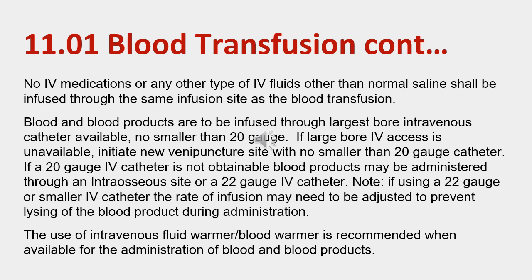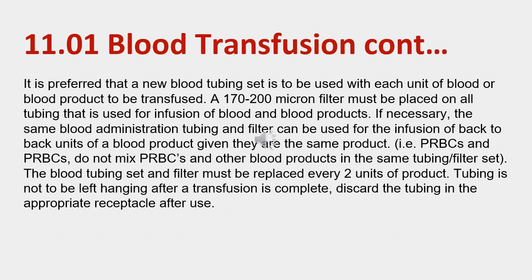The use of an IV fluid warmer or a blood warmer is recommended when available for the administration of blood and blood products. It is preferred that a new blood tubing set is used with each unit of blood to be transfused. It is recommended that a 170 to 200 micron filter is placed in all blood tubing that is to be used for the infusion of blood and blood products.